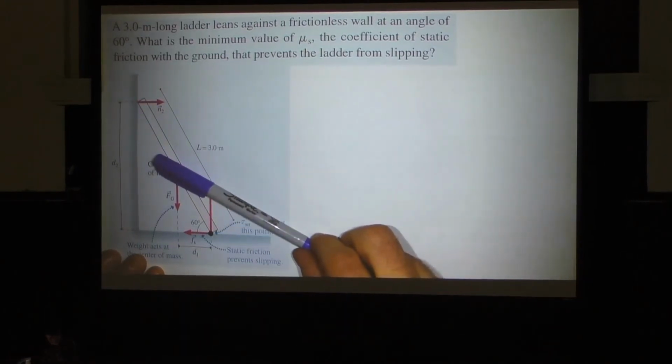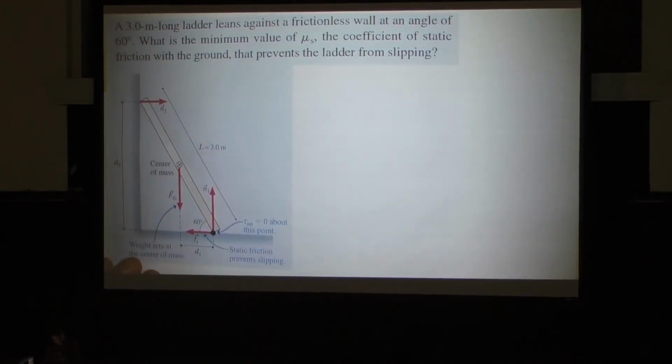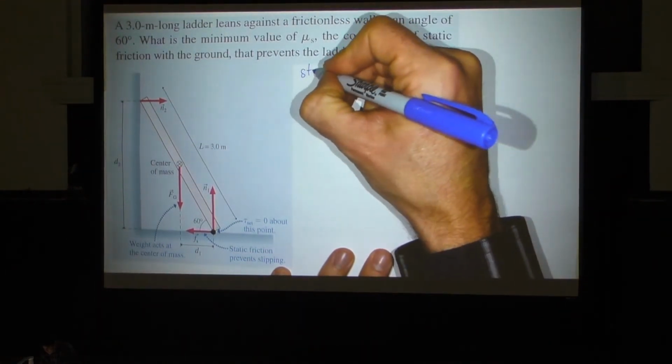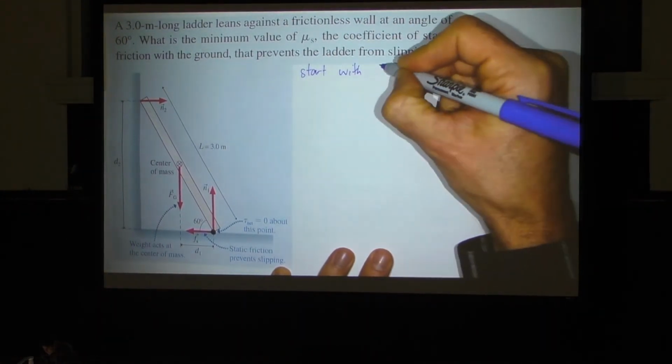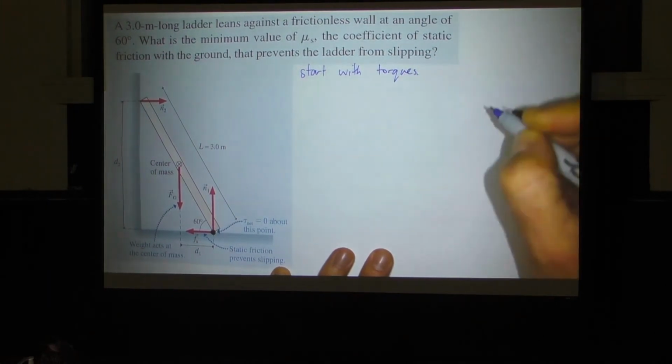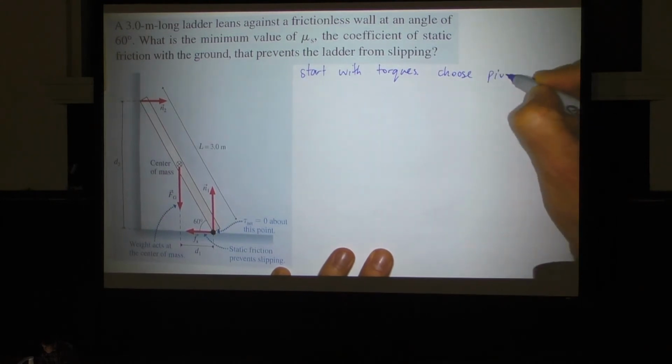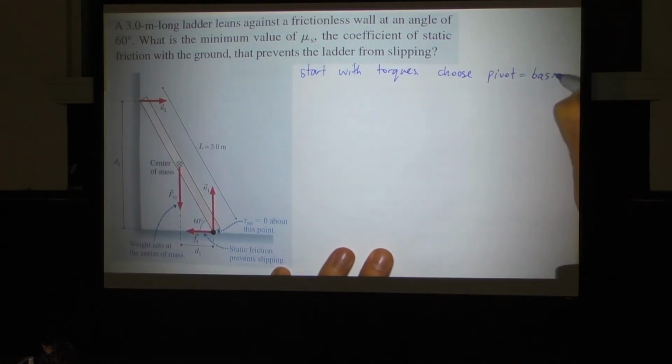It wants to go like this. And so here is this extended free body diagram that I've drawn here. And what I'm going to do is start with the torques. So I'm going to choose the pivot equals the base. You can choose it wherever you want, but to me, it feels like it wants to rotate around that point, so I think it's a nice point to choose for torque. But you can choose it up here, it also works. You can choose its center of mass.